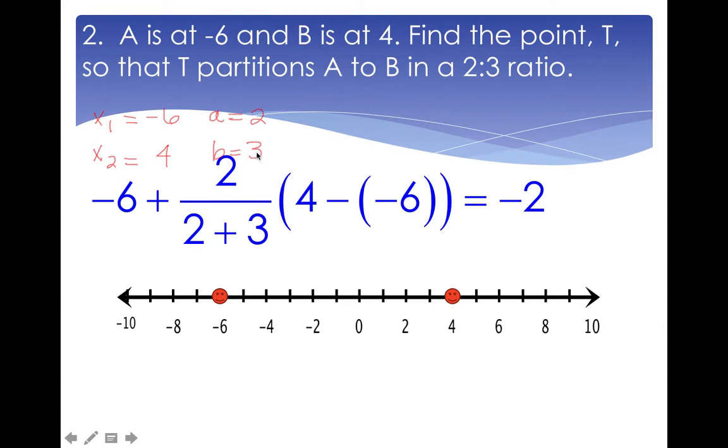The answer you should get should come out to be -2. If you notice, -6 represents x1, 2 represents A, 3 represents my B, my x2 is represented by 4, my x1 once again is represented by -6, and so therefore when I simplify that, I get -2. And we see that's where my answer is located. And so this represents my T. All right, that's my A, that's my B, this represents my T, because remember, the directions say we want to find the point T.